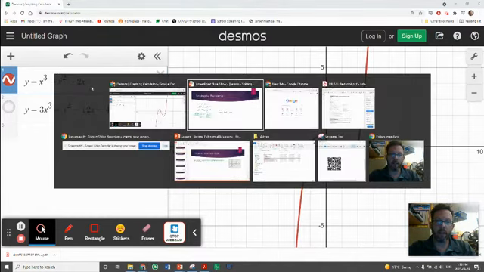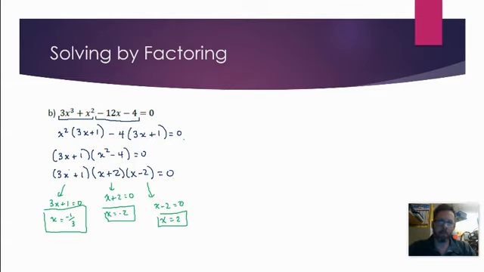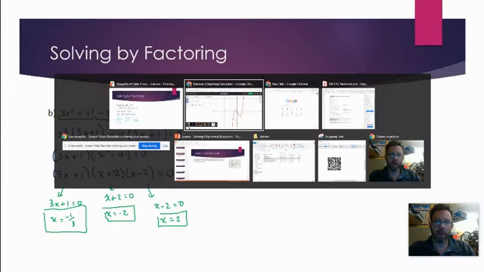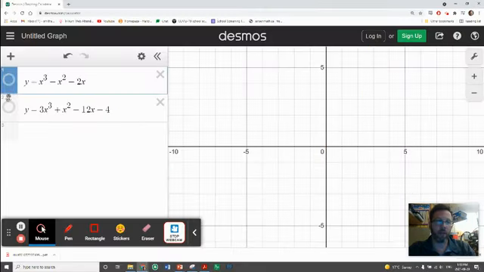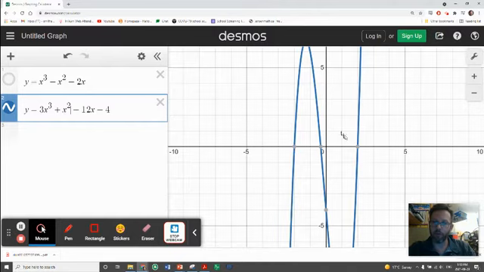If we look at the next one we did, 3x cubed plus x squared minus 12x minus 4 equals 0. When we solved that, we got 3 solutions, -2, +2, and minus a third. And again, you can see that by looking at the corresponding polynomial function. You get x-intercepts at -2, +2, and -0.3 repeated, or -1/3. So please just make a note of that connection.